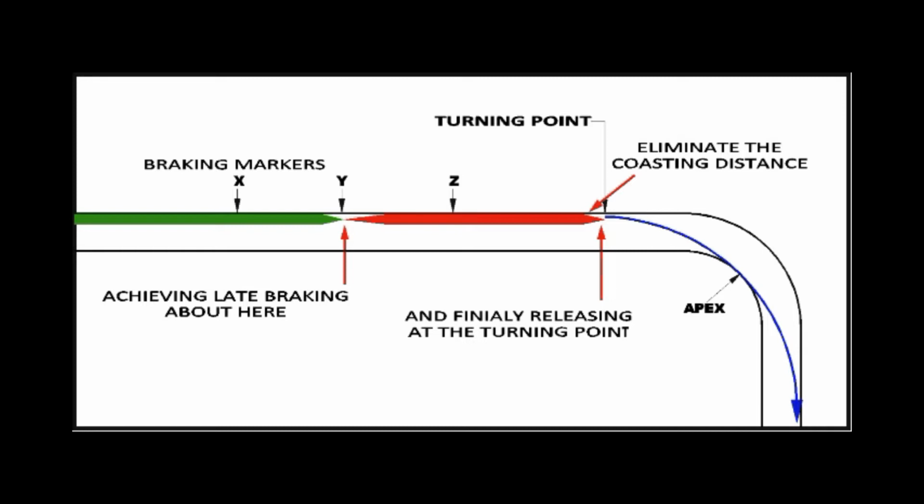Let's set up the scenario for this video. We will assume that the subject rider has already accomplished aggressive braking and eliminated the coasting. Notice in the following diagram, the braking markers are shown, arbitrarily labeled X, Y, and Z. In this example, the rider is using the Y marker as his original braking marker, and the rider is releasing the brakes as he gets to the turning point.